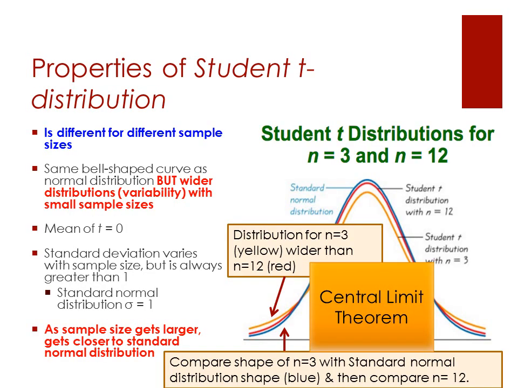Now also notice when we're looking at this distribution table, as our n gets larger, see our n of 3, again with our yellow line, and then our n of 12 with our red line, of course it gets closer and closer to the standard normal distribution. That's again because of the central limit theorem that we looked at previously, okay? So we can see that central limit theorem playing out here in our t distribution table.